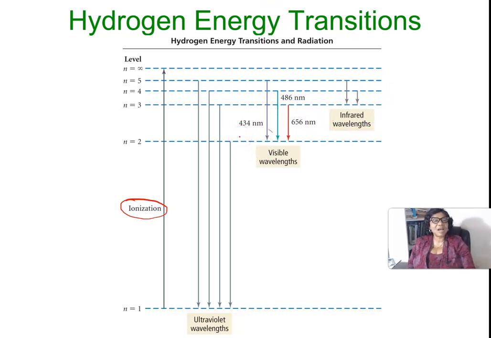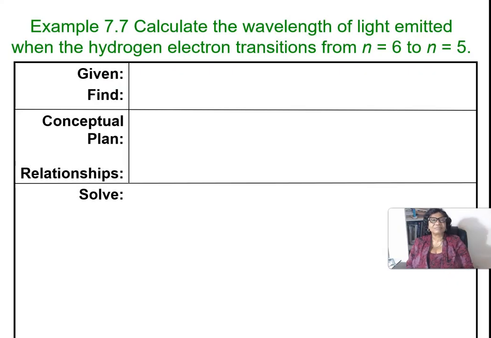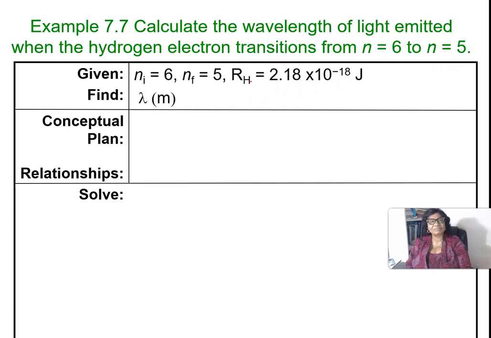Other atoms with multiple electrons have something similar to this. So let's do some calculation. Calculate the wavelength of light emitted when a hydrogen electron transitions from n equals 6 to n equals 5. n initial is 6, n final is 5. And this is our Rydberg constant. We want the wavelength.